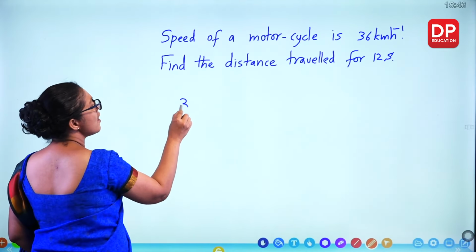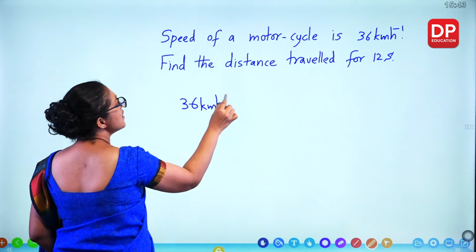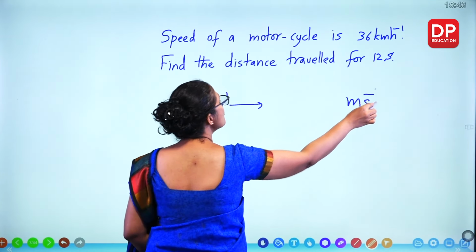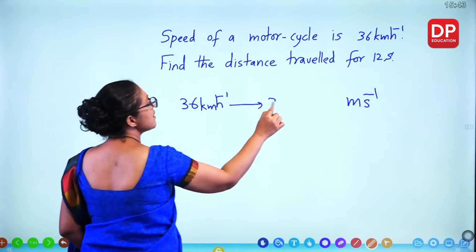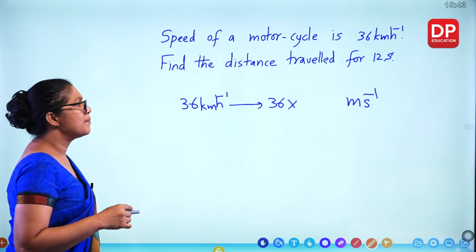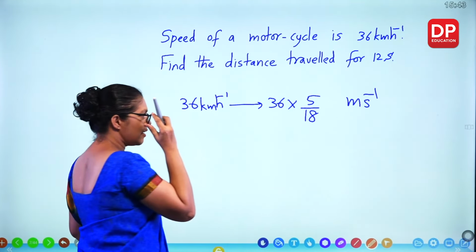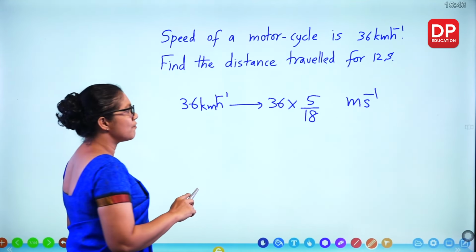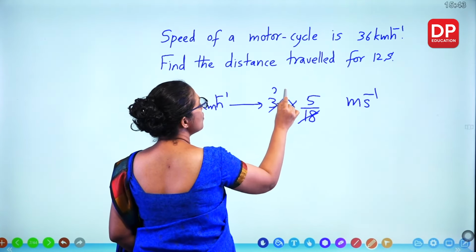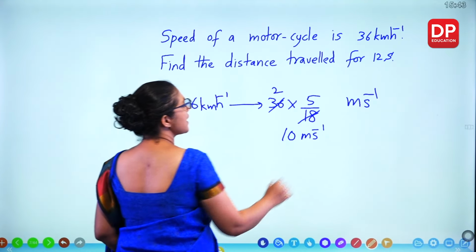So the first thing you have to do, kilometers per hour, you have to convert to meters per second. So how do you do it? Take the value. This is smaller in size, so that means you are multiplying by 5 over 18. Remember this ratio, 5 and 18. So 18 times 2, 2 times 5, 10 meters per second.